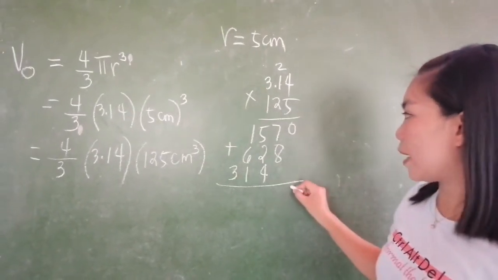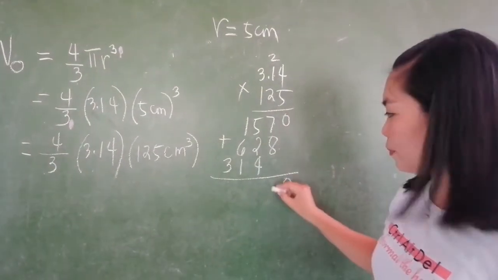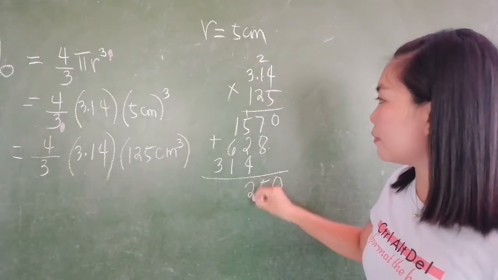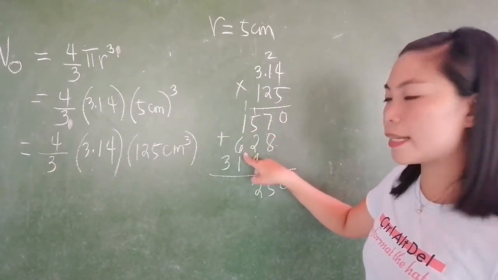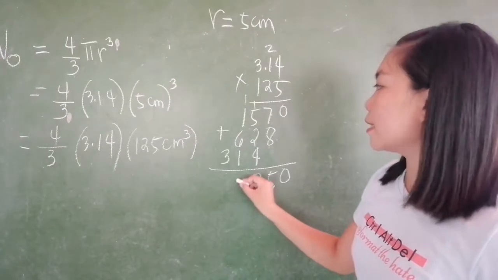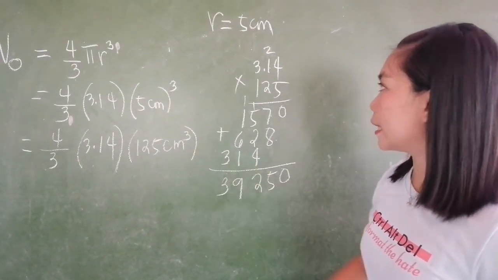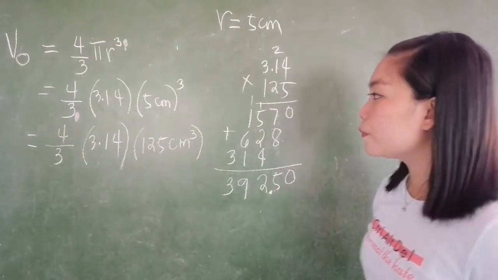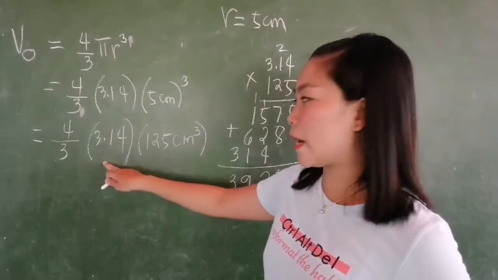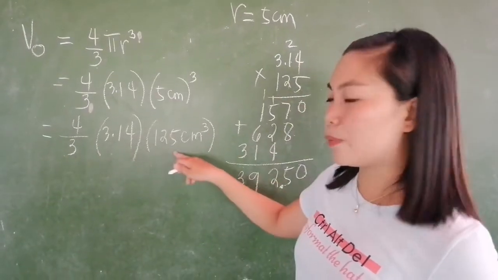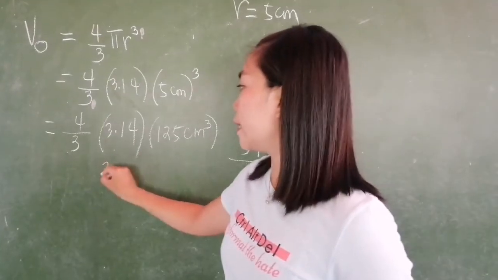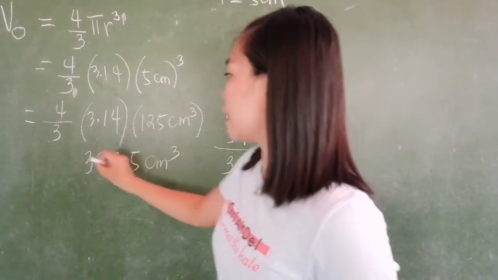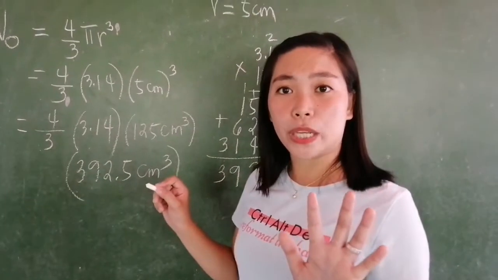Then add. So you have 0. 7 plus 8 you have 15. Carry 1. 6 plus 2 is 8. Plus 4 is 12. Carry 1. Then, 2 plus 6 is 8, plus 1 is 9. Then, 3. How many decimal places? You have 1 and 2. So, 1 and 2. Therefore, the product between 3.14 and 125 is equal to 392.5 cubic centimeters. Wait, hindi pa po yan yung final na sagot.